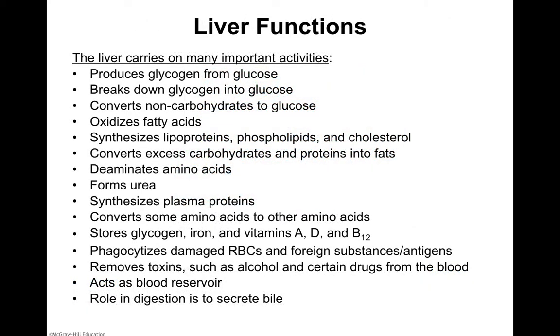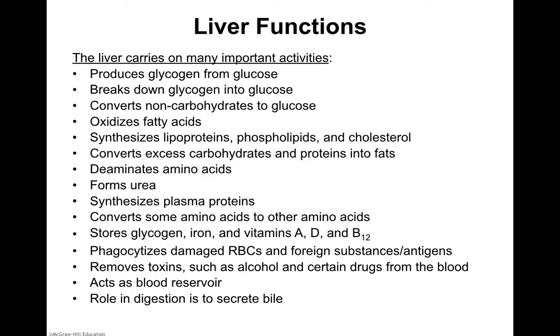So the functions of the liver are to produce glycogen from glucose, and in some cases break down glycogen into glucose, depending on what the body needs, convert non-carbohydrates to glucose, oxidize fatty acids, synthesize some of the lipoproteins, phospholipids, and cholesterol. It converts excess carbohydrates and proteins into fats. It deaminates amino acids, forms urea. It synthesizes plasma proteins. It converts some of the amino acids into other amino acids.